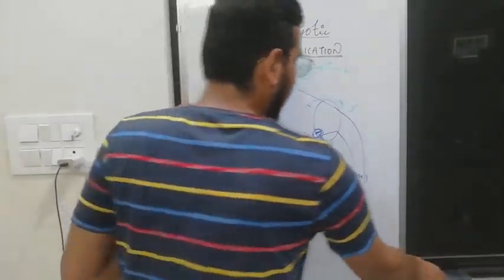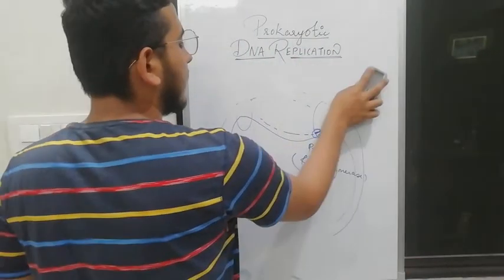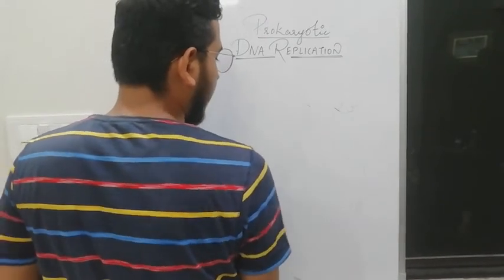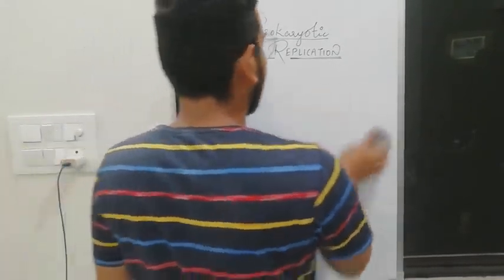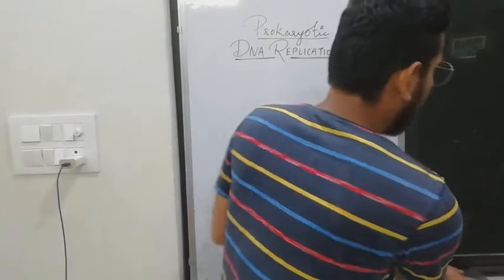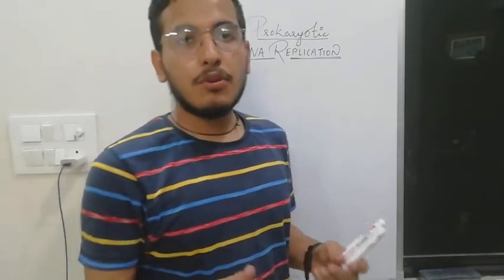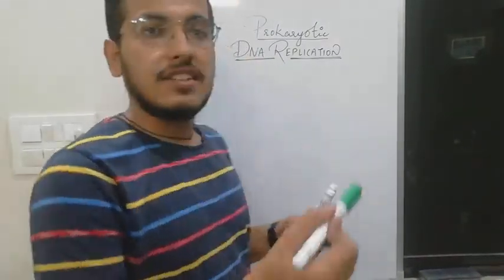So here we have all the enzymes in the DNA replication process. I hope you understood. From the next lecture we'll start the actual process of DNA replication in prokaryotes with various stages, that are initiation, elongation and termination. Thank you.